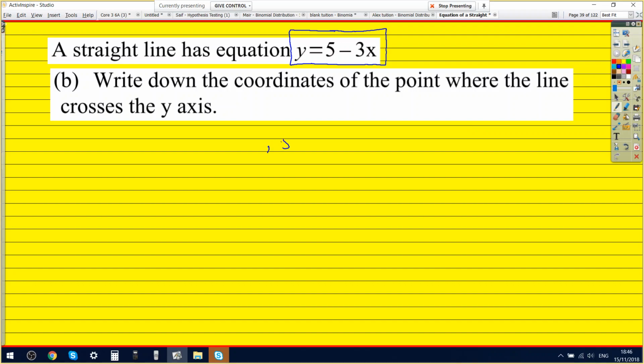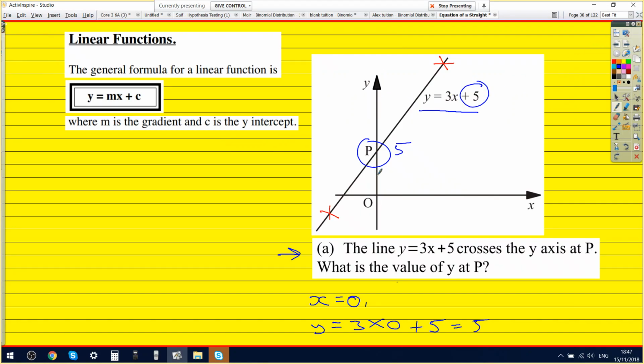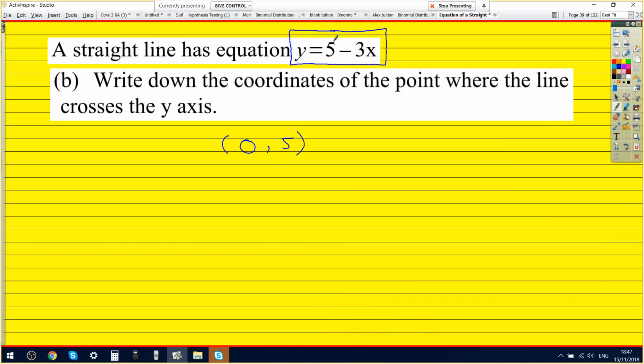5. Yeah, and on the y-axis, what is the x always? Well, what is the x on the y-axis? 0. Yeah, so on the y-axis, x is always 0. So 5 minus 3 times 0, that's 0, so it's 5 minus 0, or 5. It's basically the number here without the x, and x is always 0 on the y-axis.